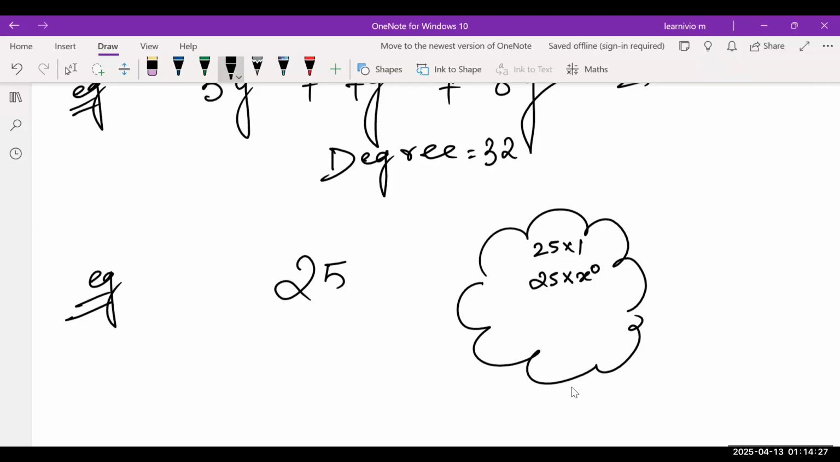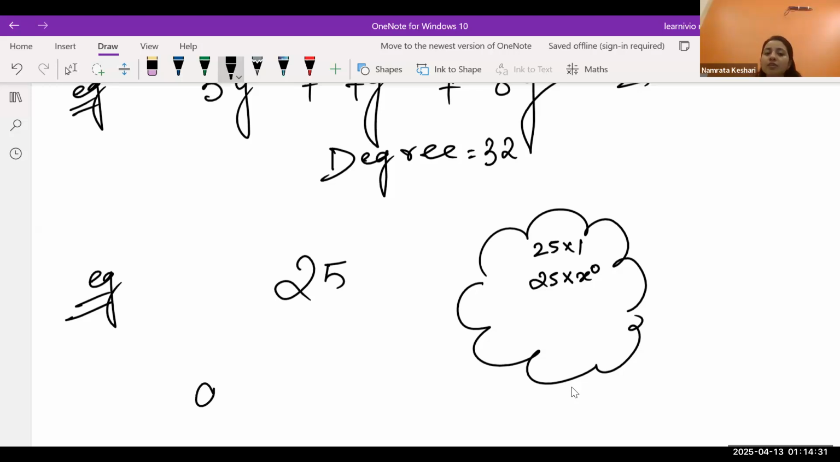Are you able to recall that anything having power 0 is just 1? Yes. Anything having power 0 is just 1. x to the power 0 results in 1. And due to that reason, we can write x to the power 0 in the place of 1. Now it looks like we ended up having 25x to the power 0, right?